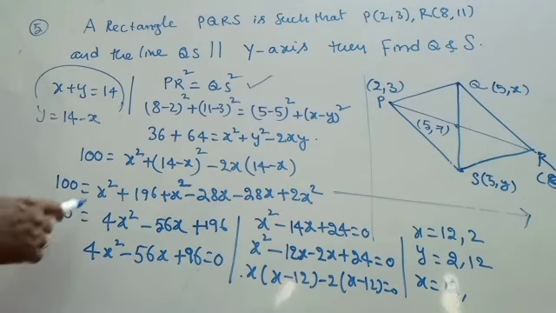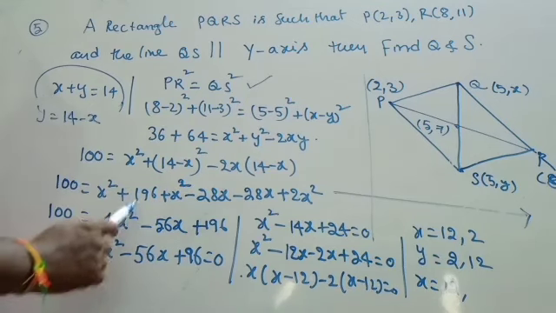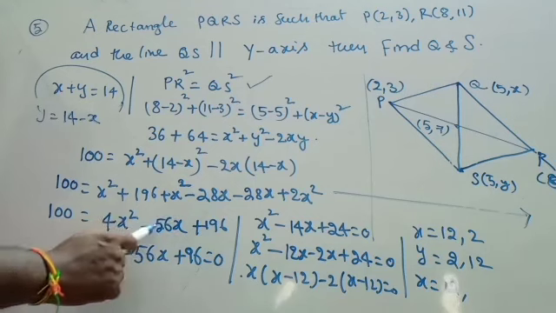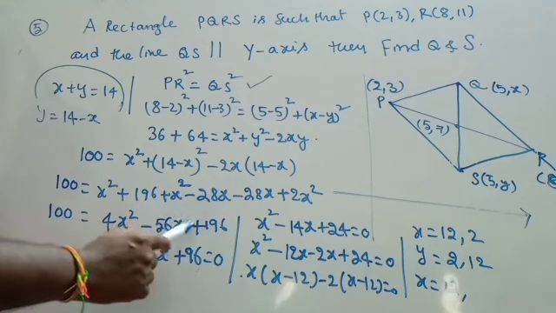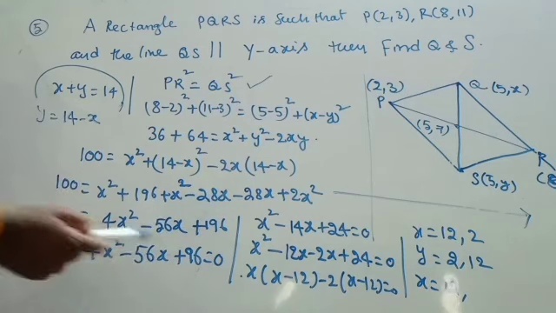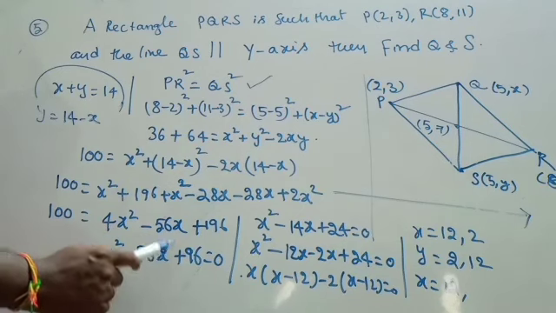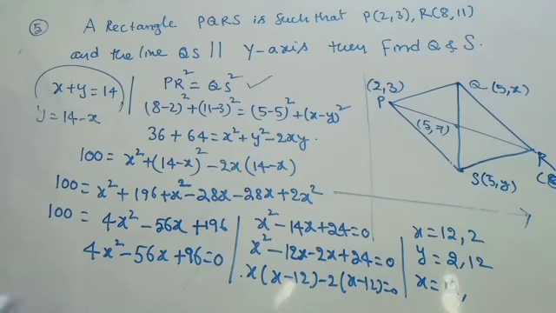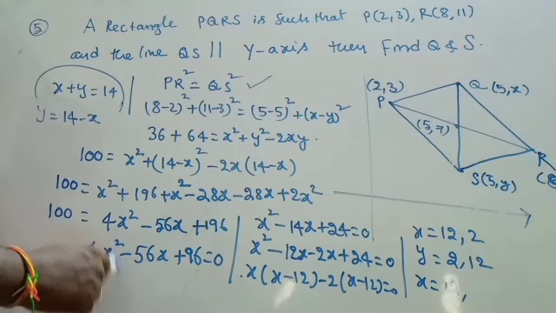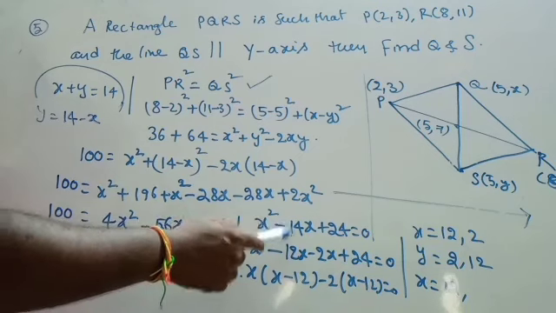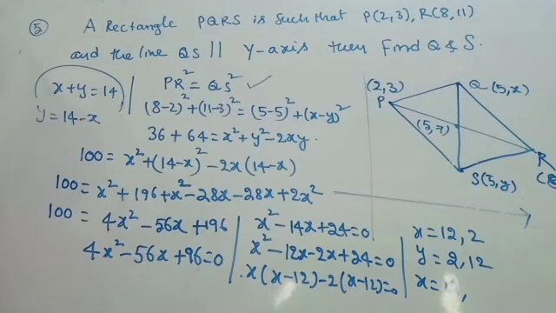Now this is 100 equals x square plus x square, 2x square plus 2x square, 4x square, and minus 28x minus 28x, if we add, minus 56x plus 196. Now let us transfer this 100 to this side, then we will get 4x square minus 56x plus 96 equals 0. Now if you take 4 out and transfer to the other side, x square minus 14x plus 24 is equal to 0.